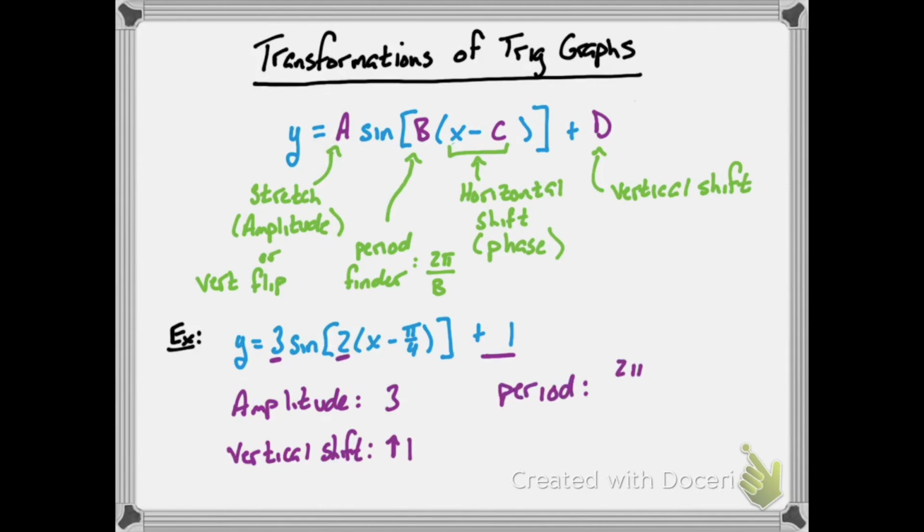The period is found by this 2, so we do 2 pi divided by 2, and this function would have a period of pi. And the phase shift in here would tell us that we're shifting this whole function to the right, pi over 4.